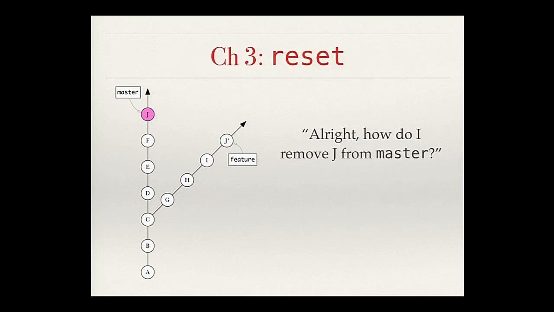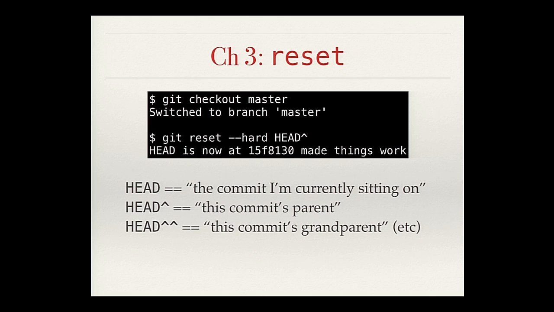So the obvious next question is, all right, so now I've got this thing where I want it to be. How do I remove J from master so that it was like I never committed it in the first place, because I don't want it there? So for that, we're going to use a command called reset.